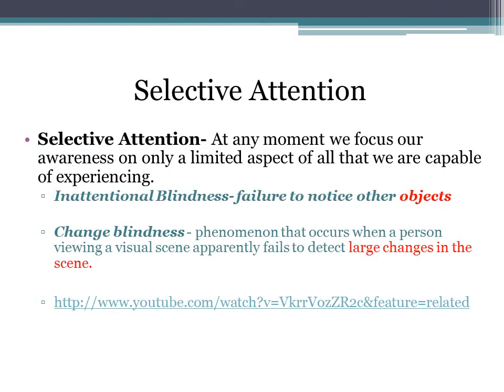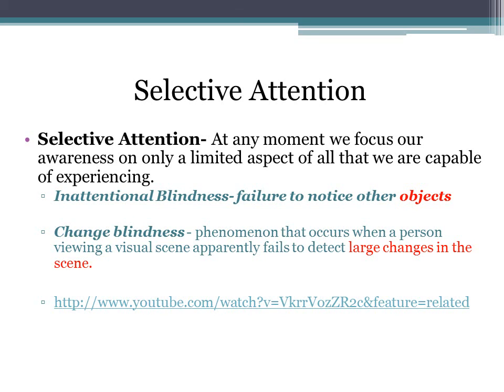Selective attention. Selective attention is that at any moment we focus our awareness only on a limited amount of aspects of all that we are capable of experiencing. Even though you think that you can multitask and do a lot of things at once, studies show that we have selective attention and you can only be doing one task at a time to do it well. There's other things in your environment, like you listening to me and taking notes. You can't have the TV playing in the background, because something is going to be blinded, and the intentional blindness hopefully would be the TV set, your failure to notice that other things are going on in your environment.